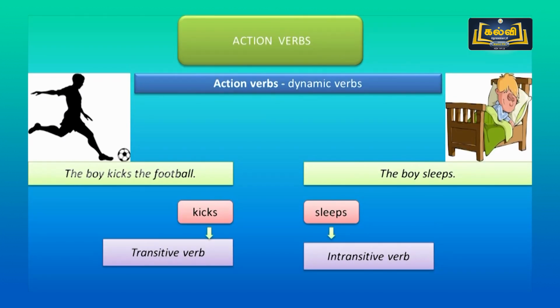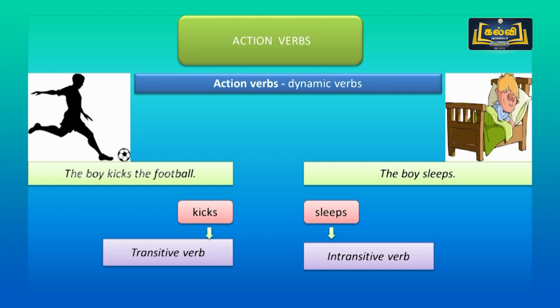Okay. Just look at the definition of the action verb. Action verbs are dynamic verbs that express an action whether it is a physical or mental. Look at the picture on your left side. The boy kicks the football. Here the verb is kicks and it takes an object, football, to make the sentence complete. So, it is called a transitive verb.